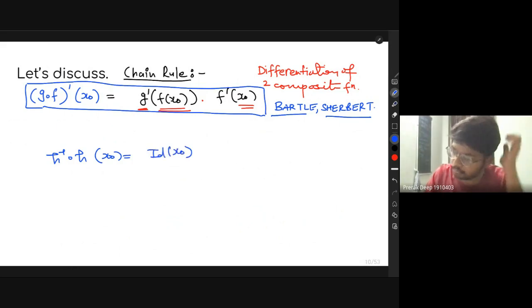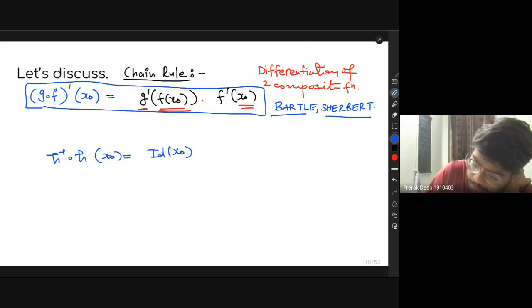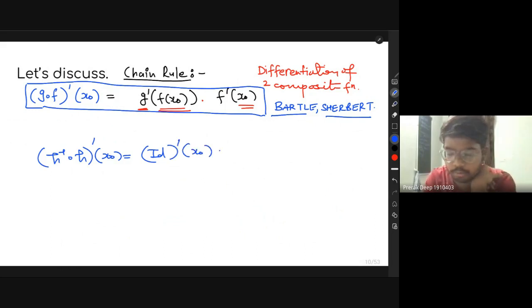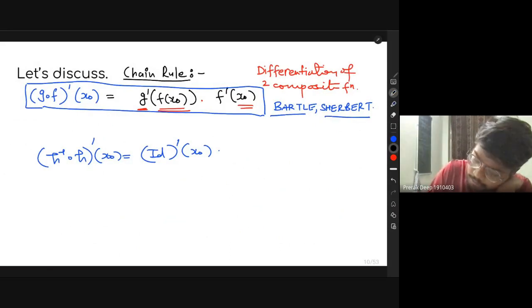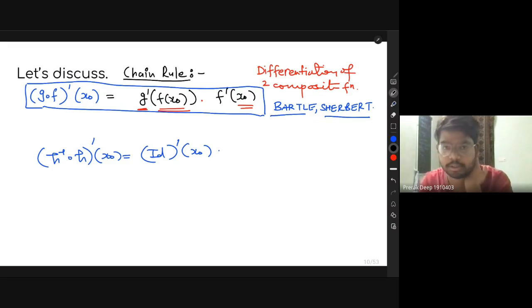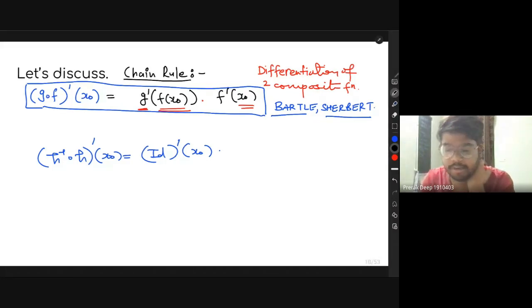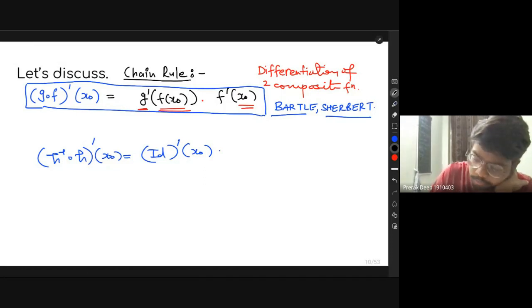Now, if I differentiate this, it will be equal to differentiating the identity function at x naught, because both are the same function. So differentiating the right hand side is equivalent to differentiating the left hand side. What is this left hand side? It is nothing but the differentiation of a composite function, and we use the chain rule to solve it.